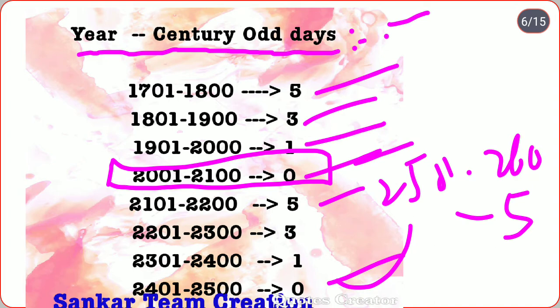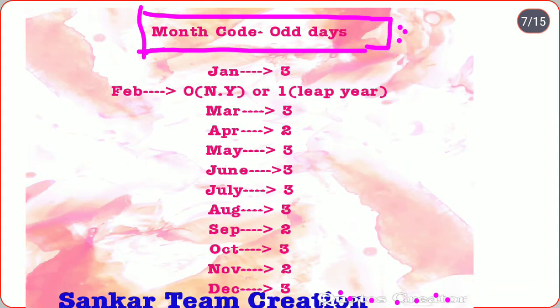Shall we go to the next point? So next, month code odd days, compulsory by heart. Work out and note down in the notes, the point is very important. Please write out the month code, century odd days and day code, important in every calendar problem, shortcut tricks.